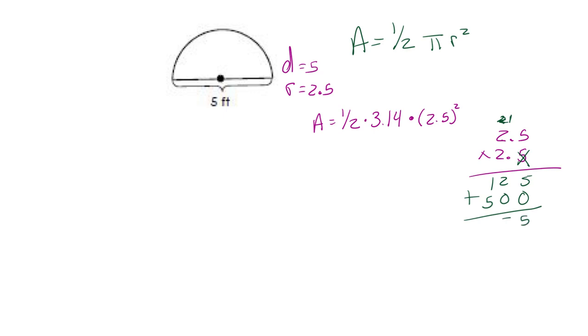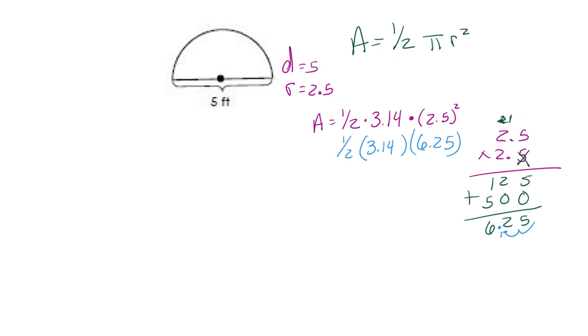So 5, 2, 6. How many digits do I have behind a decimal in the problem? Well, I have 1 digit here, another digit here. So 2 digits behind a decimal. So I need to put back in 2 digits right here. So 2.5 squared is 6.25. We'll leave the parentheses around it just so we can keep all those numbers together. Times 3.14 times 1/2.